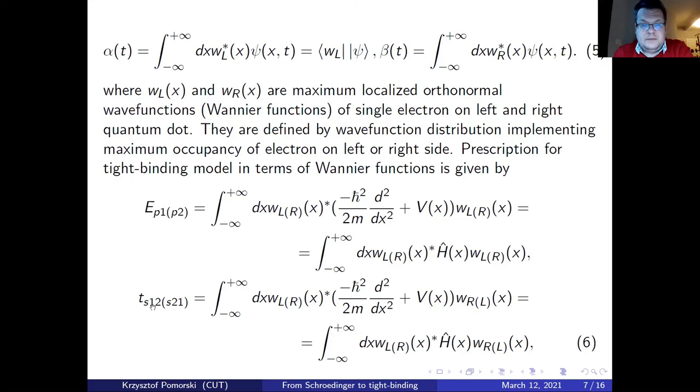All right, so this is just a flavor of the tight binding model, and now I'm going to move to the philosophy. So this is the philosophy of the tight binding model. It's worth saying that this doesn't have to be a single electron, by the way. So these Wannier functions can also be identified for more than one electron. So we can have an n-body system that is distributed among two quantum dots, and we can study its properties, how it behaves.